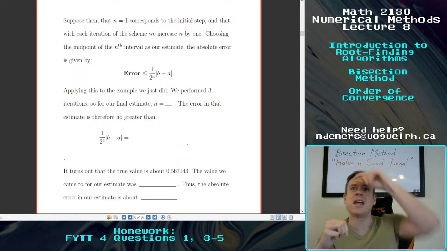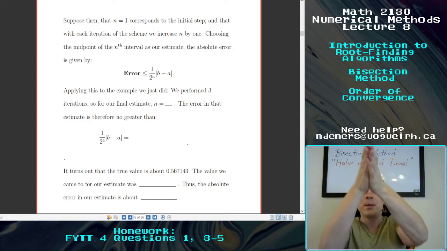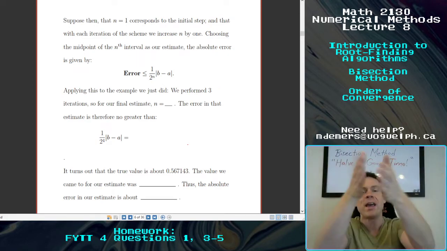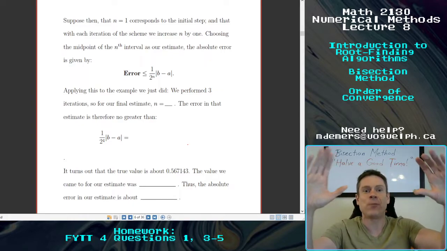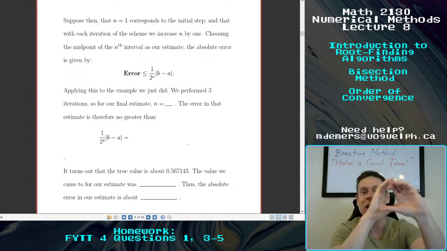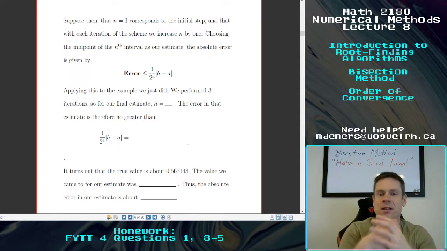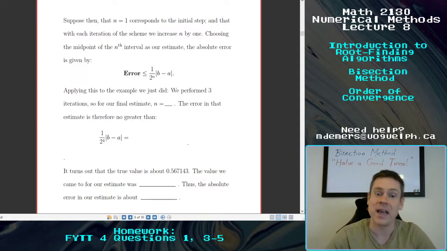Right? Imagine that if we chose the midpoint as our estimate of the very first interval, then we could be only half the width of that interval away from the true answer. But then if we halve the interval every time, it's going to be only half of that interval, and only half of the one after that. And in general, it's going to be 1 over 2 to the n times the distance between a and b.